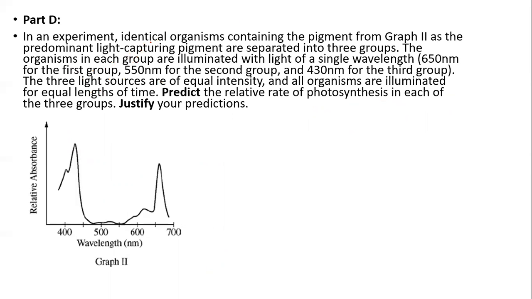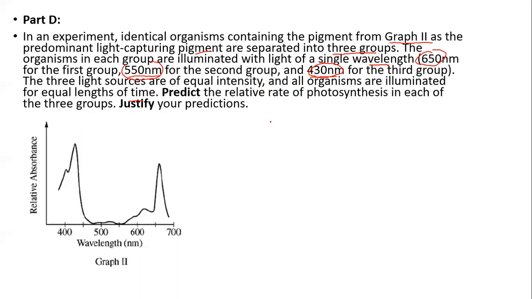It says, in an experiment, identical organisms containing the pigment from graph 2 as the predominant light capturing pigment are separated into 3 groups. The organisms in each group are illuminated with a light of a single wavelength: 650 nanometers for the first one, 550 for the second, and 430 for the third. So we got 3 groups we have to worry about. The 3 light sources are of equal intensity and all organisms are illuminated for equal lengths of time.